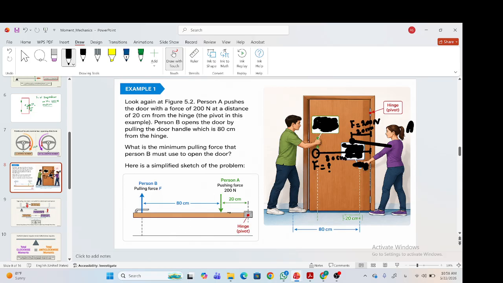So here is the simplified sketch of the problem. Here this is the pivot, this is the distance that person A is using, and this is the distance that person B is using, and the force is unknown. The force of the first person is 200 newtons at 20 centimeters. So how to solve this question? How much force should this person apply to open the door?